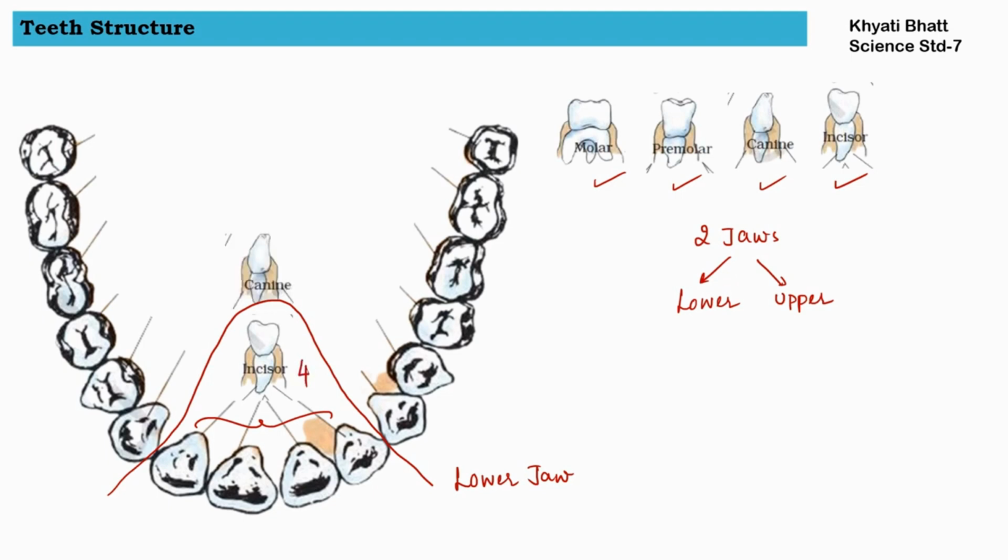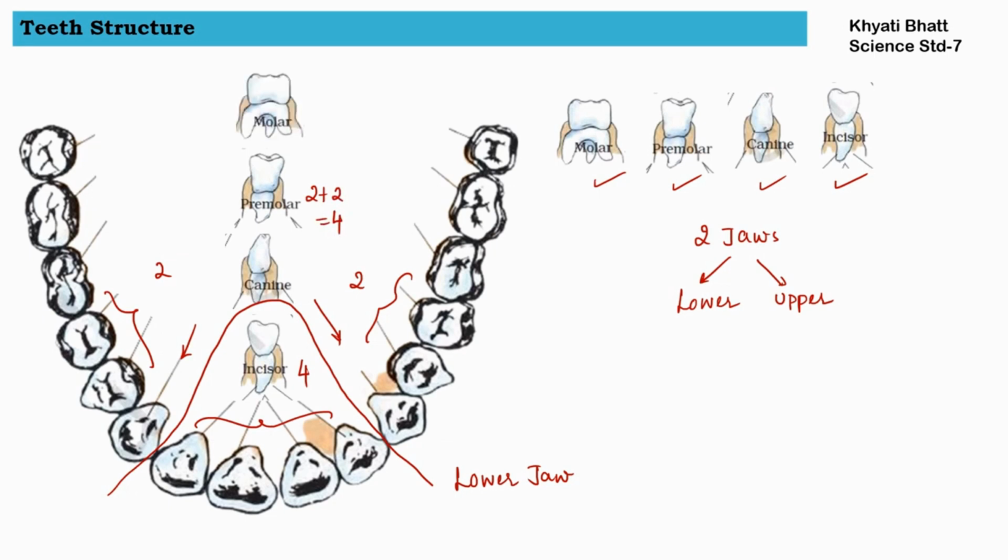Then comes the canine. On either side one canine will be there, so there will be a total of 2 canines in the jaw. Then comes the premolar. On either side 2 premolars will be there, so 2 plus 2, there will be 4 premolars in one jaw. After that the molar teeth will come. On either side 3 molar teeth will be there, so 3 plus 3, 6 molar teeth in one specific jaw.